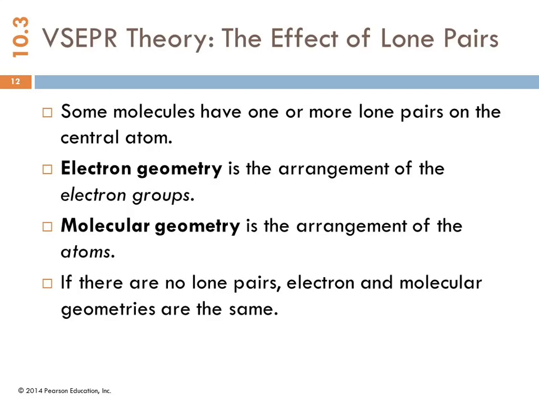If there aren't any lone pairs, they're exactly the same. The way I think of it is a lone pair is like a single bond to an invisible atom, or a single bond to nothing. The molecular geometry is what you can see. It's the atoms. And the electron geometry is what the electron groups are doing.